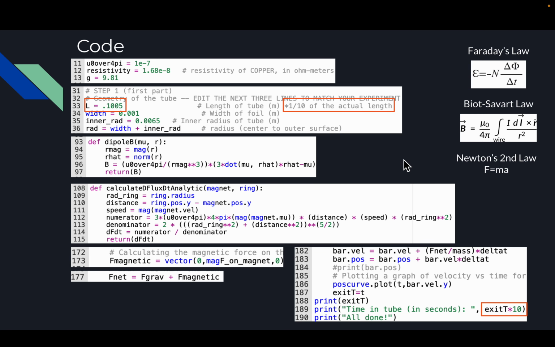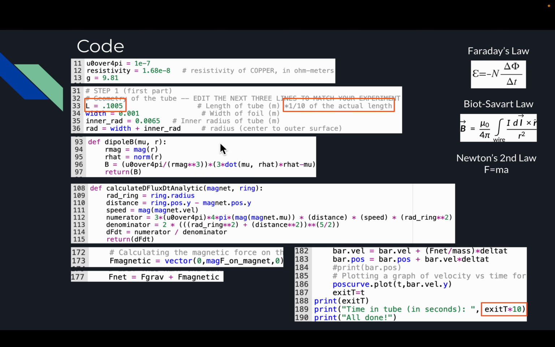Here is my code. We had to change a few things from the starter code to make it align with the resistivity of copper, for instance. And this length of the tube is actually only 1/10 of the actual length. The code was taking too long to run, so we divided the length of the tube by a factor of 10, and then in the end here, I multiplied my exit time times 10.